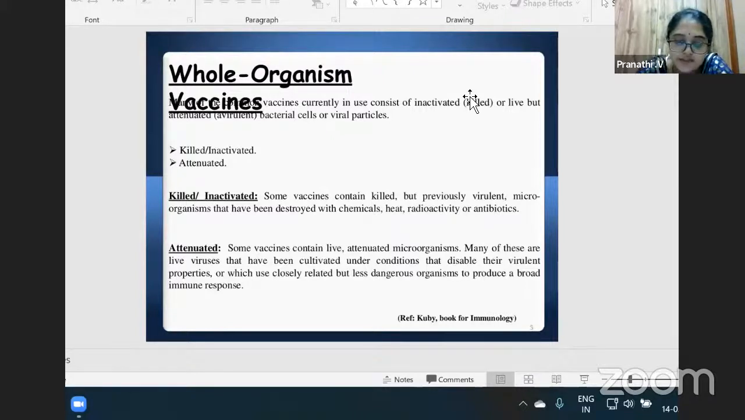So examples of these vaccines are, for example, the attenuated strain of Mycobacterium bovis, which is known as BCG, the Bacillus Calmette-Guérin vaccine, and Sabin's polio vaccine, and then the measles vaccine. So you have the BCG vaccine, MMR vaccine, rotavirus vaccine, and chickenpox vaccine, that is the varicella zoster vaccine. All of these are live attenuated vaccines, that is, with the whole organism involved.